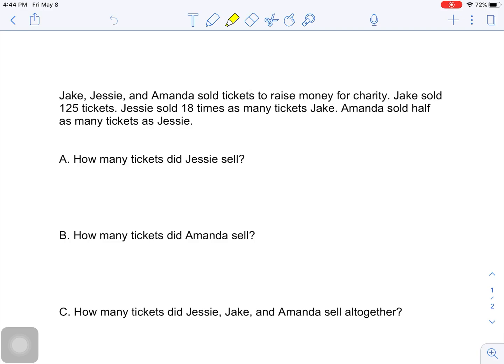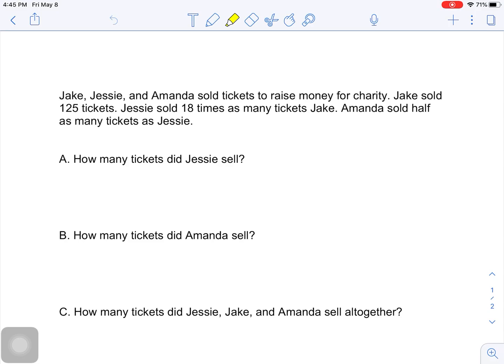Like for instance, for now, I'm going to read this problem. I'm not going to do anything with it. I'm just going to read it. I just want to get a sense of what I am going to be doing. Okay. So Jake, Jesse, and Amanda sold tickets to raise money for charity. Jake sold 125 tickets. Jesse sold 18 times as many tickets as Jake. It's not "as." Amanda sold half as many tickets as Jesse.